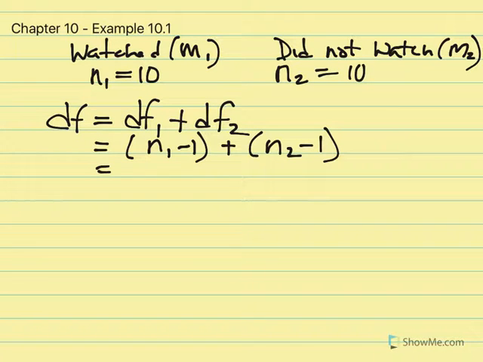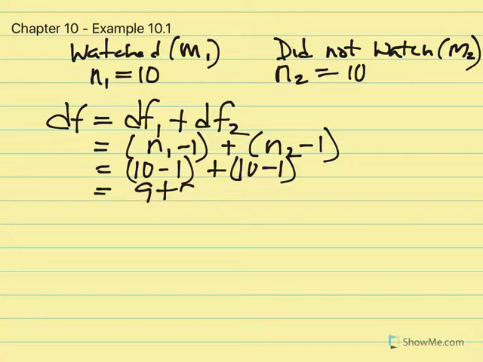So we'll replace variables. Our sample size for the first sample is equal to 10 minus 1 plus 10 minus 1. So we have 9 plus 9 is equal to 18. And now we have the degrees of freedom that represents the combination of both samples, which will now enable us to find our critical t.